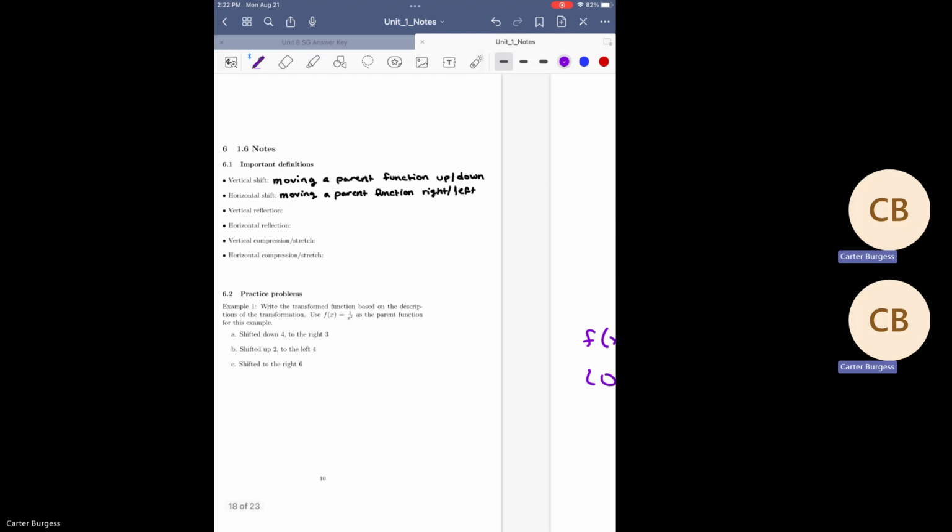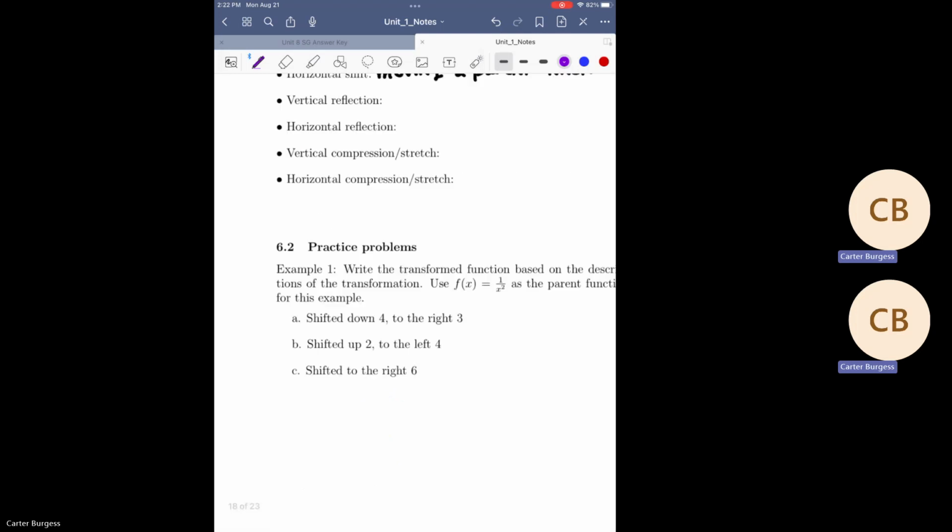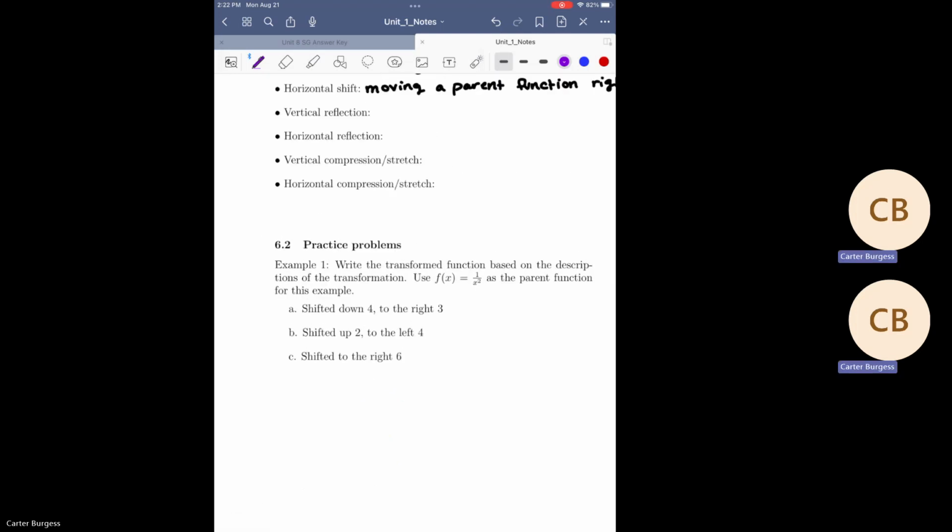Let's take a look at example 1 here. In this case, we are given a parent function. That parent function is 1 over x squared, and the goal is to write a transformed function using these kind of descriptors, using these shifts. So let's start just kind of generically. Looking at 1a, I'm told that I want to look at a function that has been shifted down by 4 and to the right by 3.